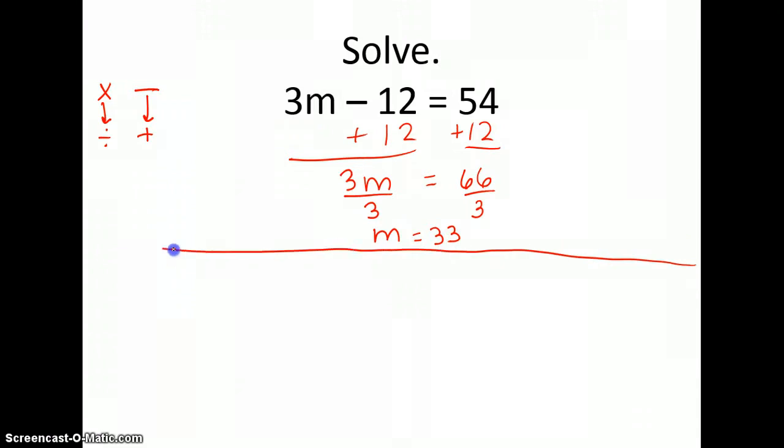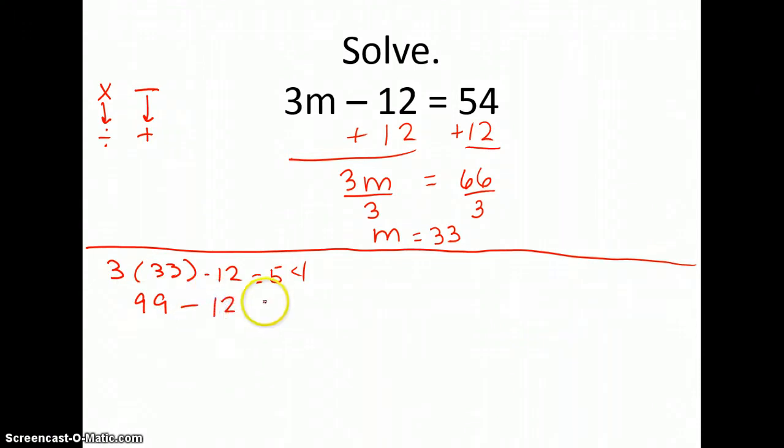And when I go to check my work, 3 times 33 minus 12 equals 54. Let's check it. 3 times 33 is 99. Minus 12, does that equal 54? Nope, it equals 87. That does not equal 54. So I did something wrong, so I need to go back. I'm going to go back and check my work again.